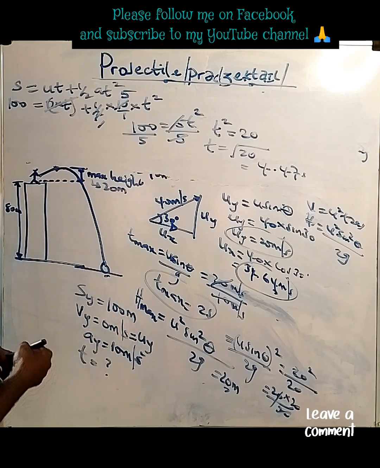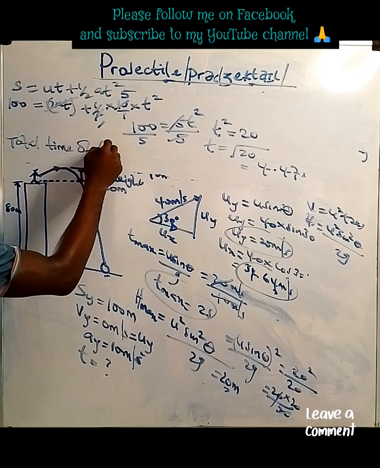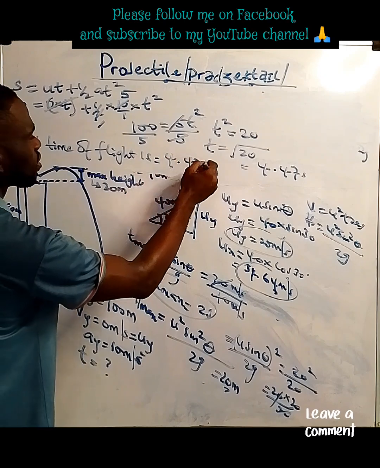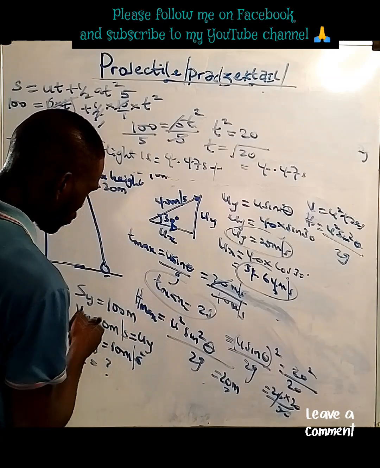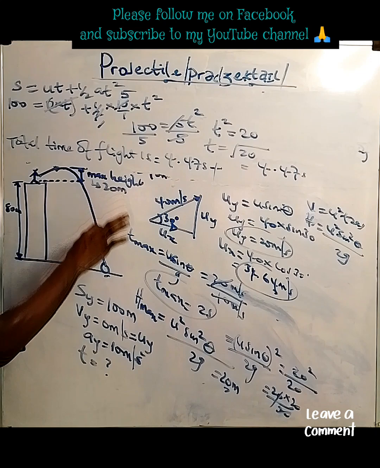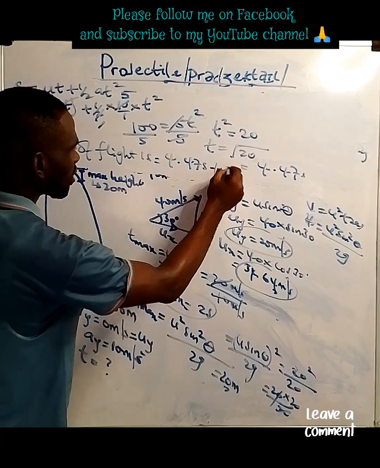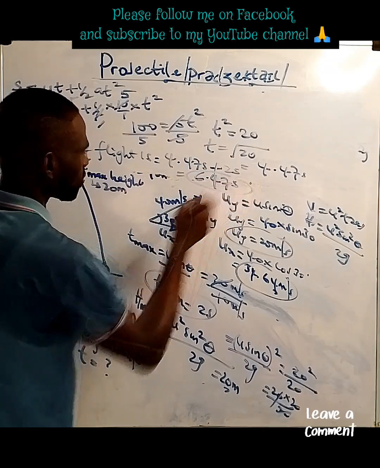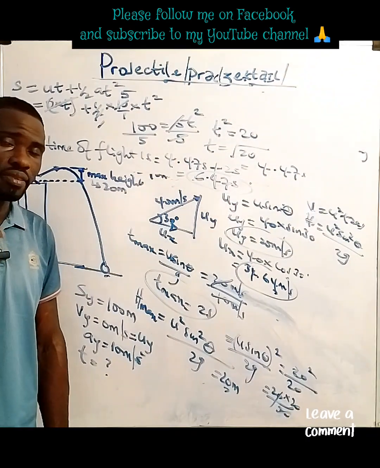So what's the total time of flight? The total time of flight is the 4.47 seconds plus the first that we have. What do we have first? The first time of flight is 2 seconds. That's the time it takes to get to the max height, and from max height all the way down through 100 meters. So that's 4.47 seconds plus 2 seconds. That will give us 6.47 seconds. So it's going to take about 6.5 seconds to complete this whole journey.